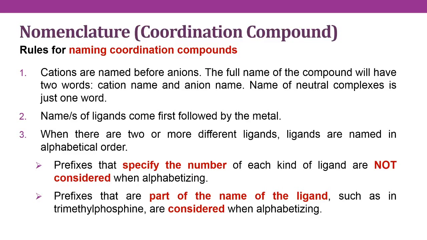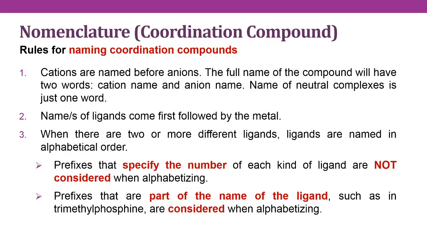However, prefixes that are part of the actual name of the ligand are considered when alphabetizing. So, for example, the T in trimethylphosphine is considered when deciding alphabetical order. You consider the first letter of the prefix if it is part of the name and it is not just specifying the number of ligands attached to the metal.